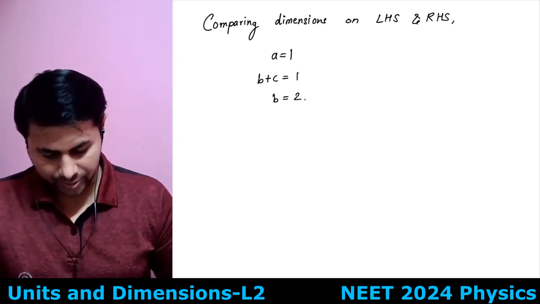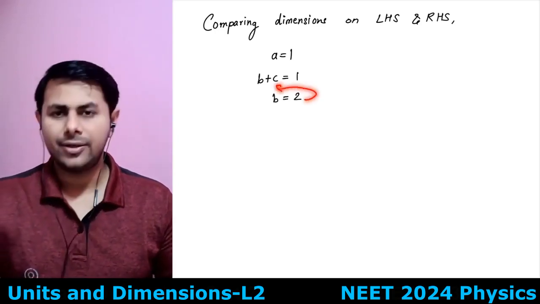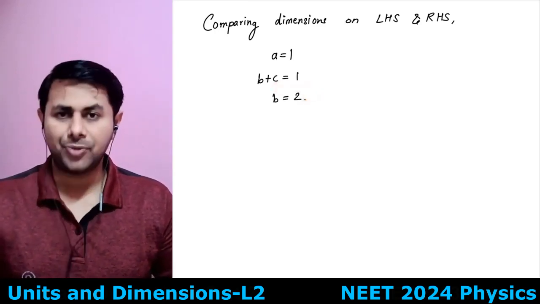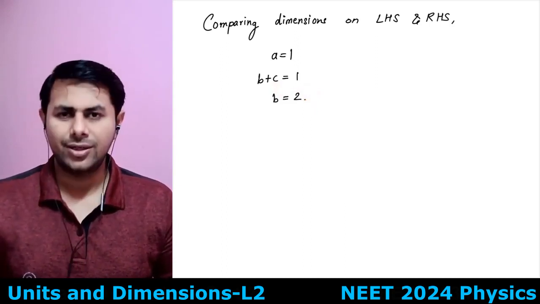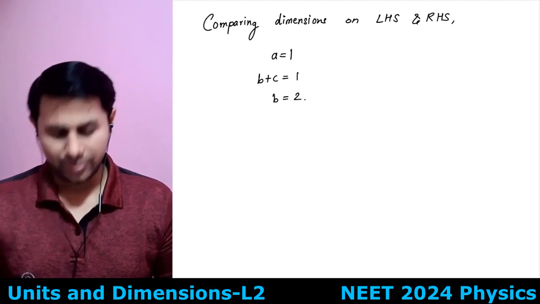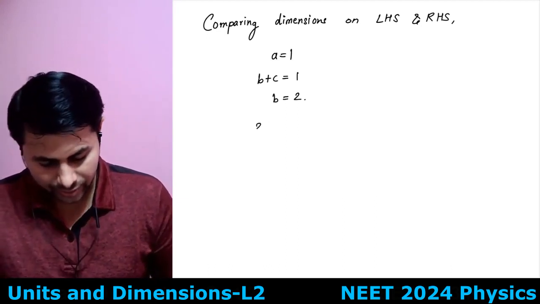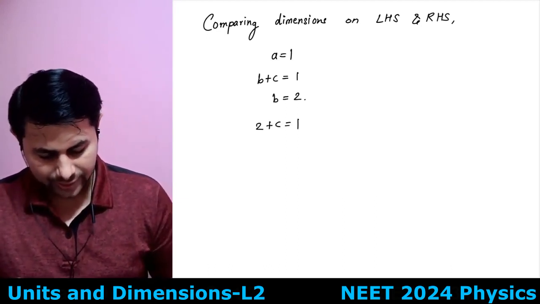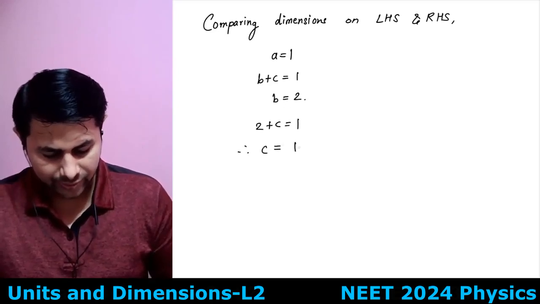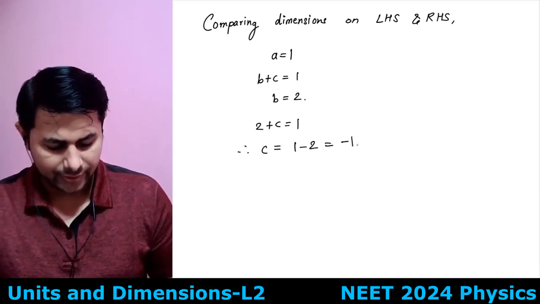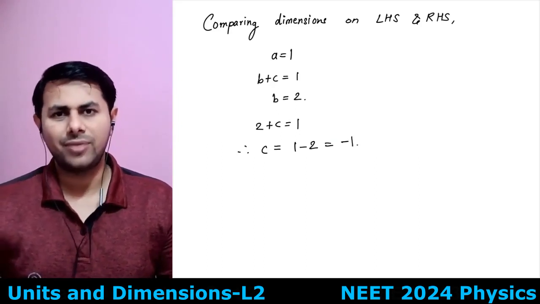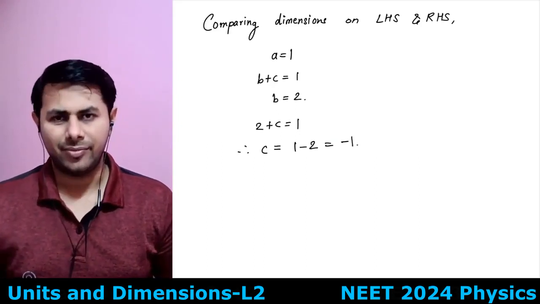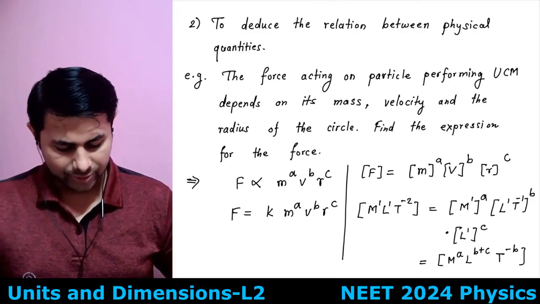And if you substitute that in here, b plus c is 1, that means 2 plus c is equal to 1, or c equals 1 minus 2. So 2 plus c equals 1, that means c equals 1 minus 2, that is minus 2. Alright, and now we have the powers, we can substitute them in this formula.